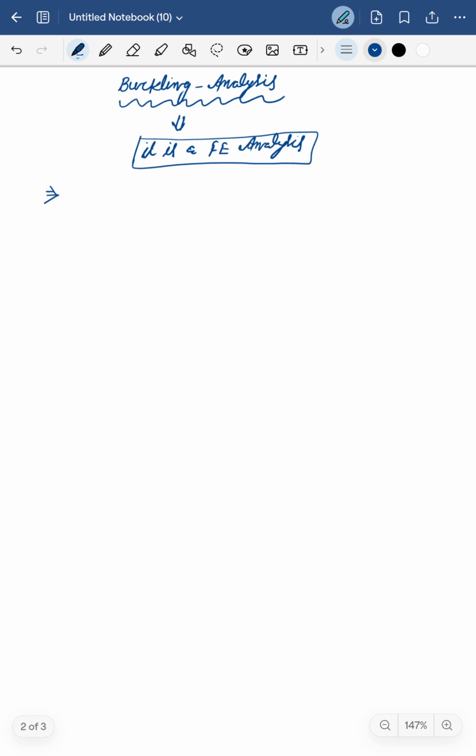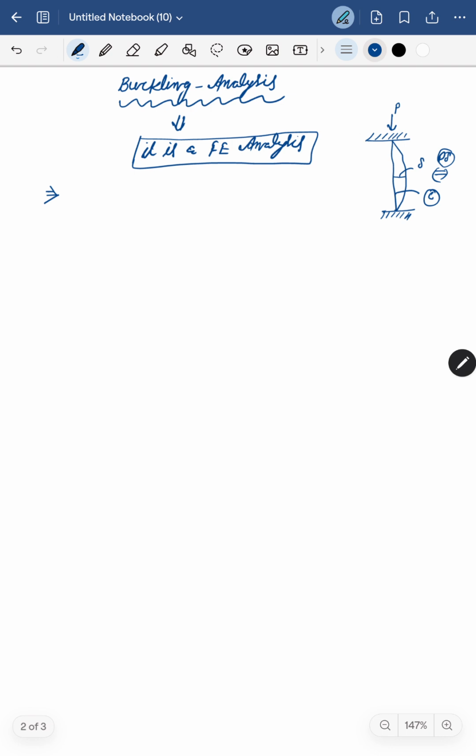First, let's see what buckling is. Suppose we construct a column, where one end is fixed and the other end is also fixed. When we apply a load on the column, it deflects like this. This is called deflection, and this is load P, so P into lambda. This is called buckling.